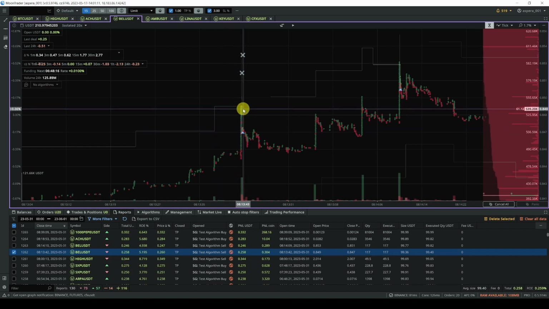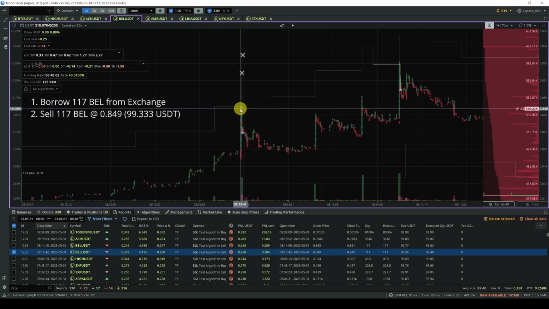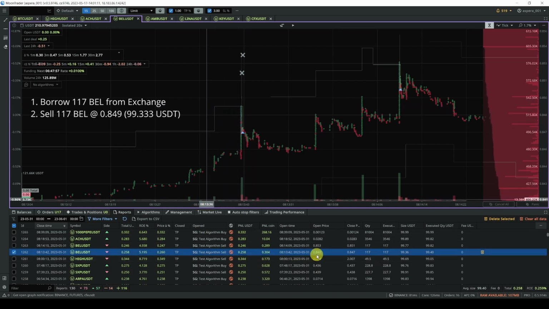First, we borrow 117 BEL from the exchange. Then we immediately, right here at this spot, sell these 117 BEL at whatever price is traded here. So in this particular case, we look at the open price, it was 0.849. And that got us the order size of 99.333 USDT, somewhere around 100.